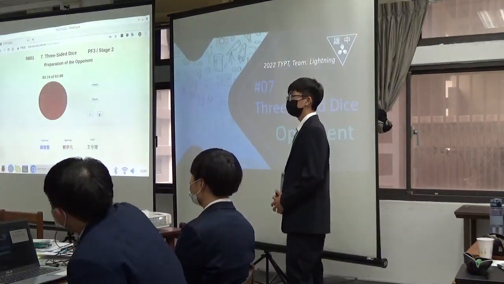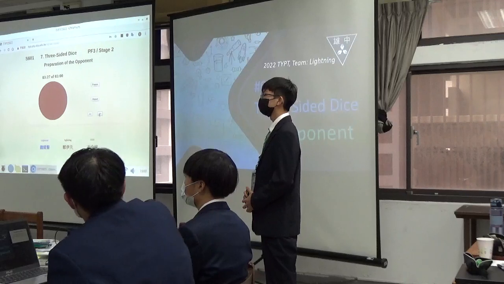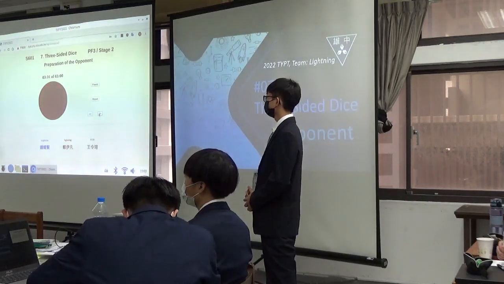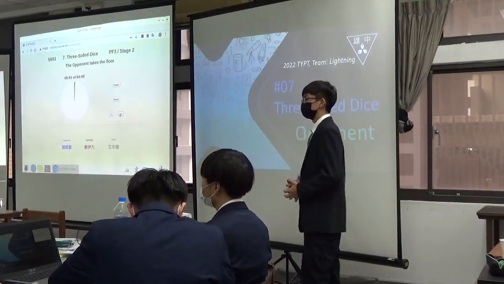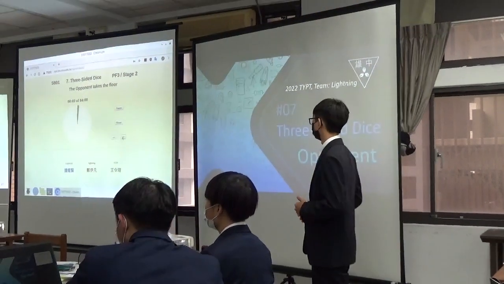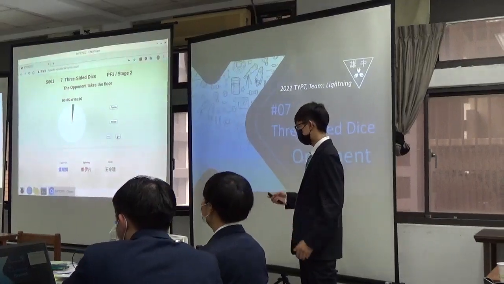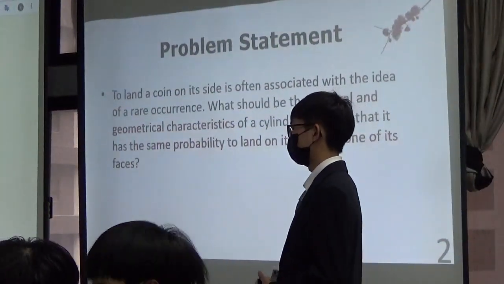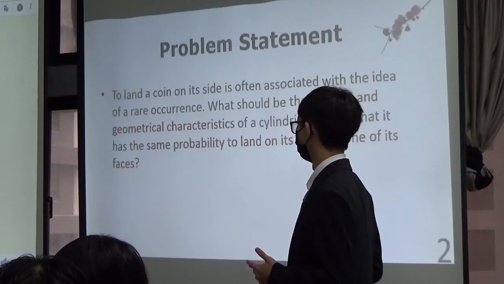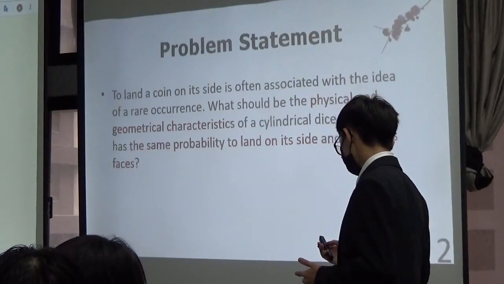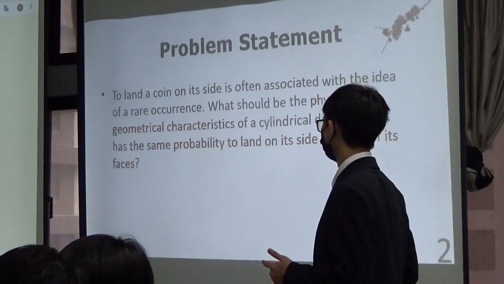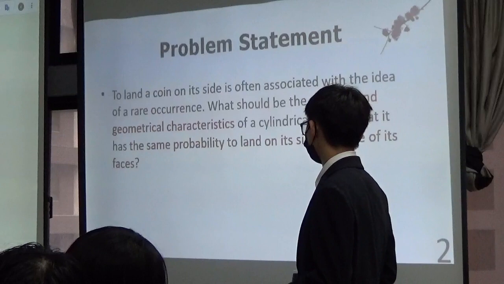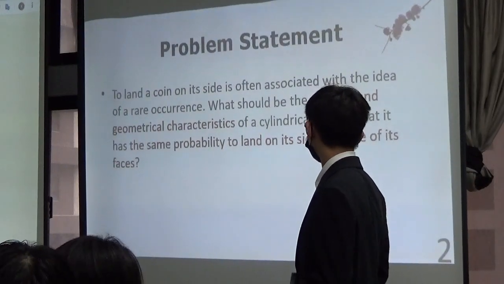Right, so the opponent takes the floor for a maximum of 4 minutes, and it will be followed by discussion between the reporter and the opponent. Honorable jurors and competitors, I'm today's opponent for problem number 7, three-sided dice. The first is the problem statement, which I think the reporter has mentioned before. It basically wants us to find out the physical and geometrical characteristics, and to find the same probability to land on its side and on one of its faces.